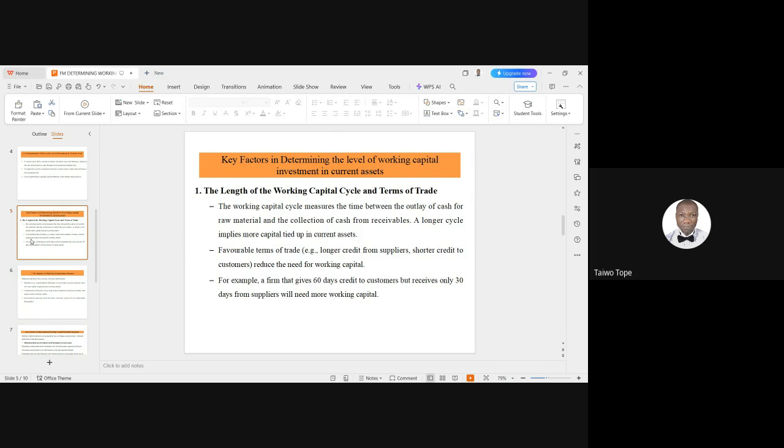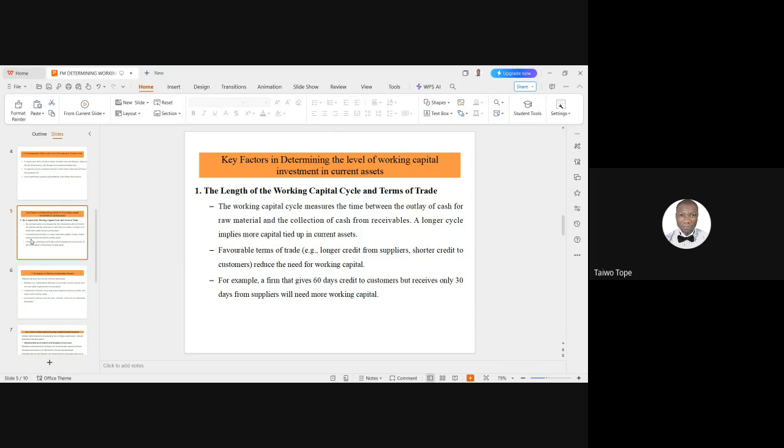That is when you use the conservative policy, you maintain high levels of current assets. So you won't run out of stock even when it is the peak period of your sales. The disadvantage is that it ties up funds and increases costs. So you have too much inventory, too much of your money tied up in inventory.